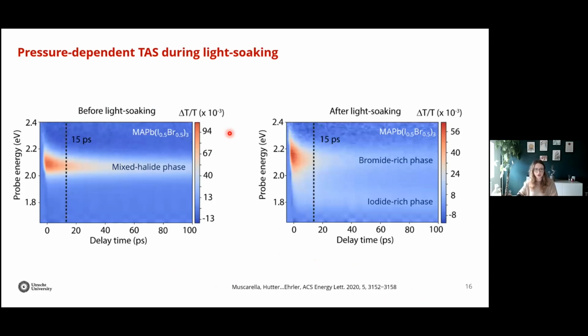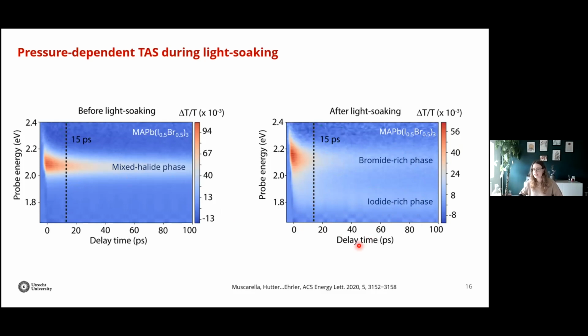So then, going to the experiment. First of all, what we did was to check whether we could monitor phase segregation. We measured transient absorption spectroscopy at ambient pressure of this composition before light soaking. And here we see only one positive peak, which corresponds to the absorption of the mixed halide phase. Then we illuminated the sample, repeated the same experiment, and found two domains, so two positive bleaches. One is attributed to the bromide-rich phase because it's blue shifted in comparison with this, and the other one is the iodide-rich phase because it is at low energy.